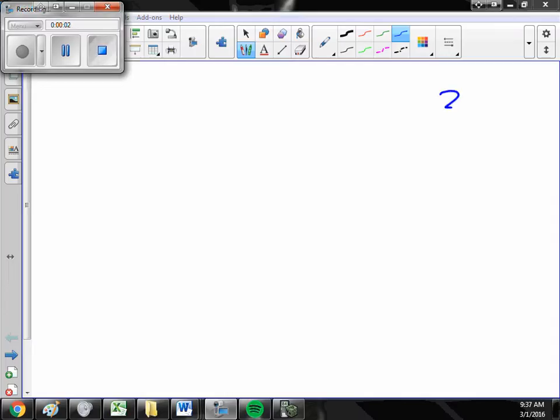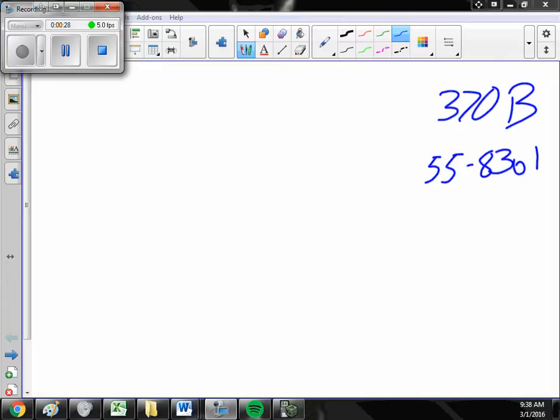We're moving on to 370b. It's more about logarithms. So yesterday we talked about converting logarithms into exponential form and converting exponential form into logarithms. Today we're going to talk more about some of the other properties of logarithms. So if you turn to page 370, we're going to be doing 55 to 83 odd.